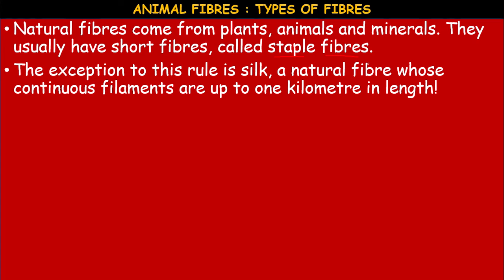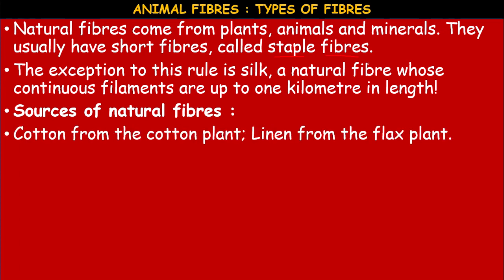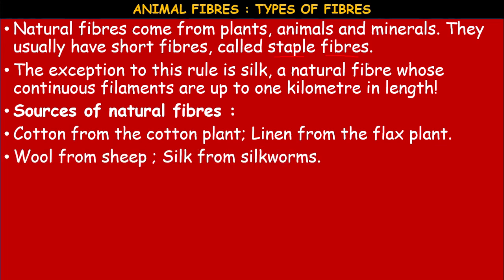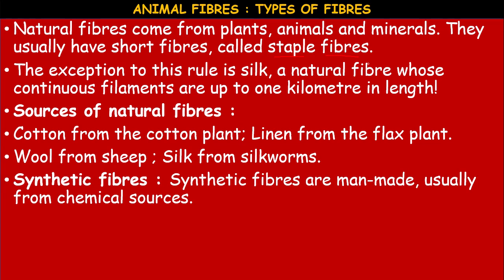It's a natural fiber whose continuous filaments are up to 1 kilometer in length. Okay, natural fibers are short fibers and they are called staple fibers, but there is an exception for which fiber? Silk fiber. Okay, the sources of natural fibers: cotton from the cotton plant, linen from the flax plant, wool from sheep, silk from silkworms. These are all the natural fibers.